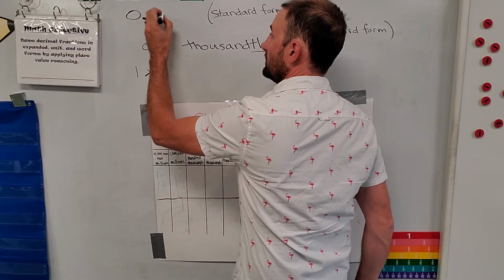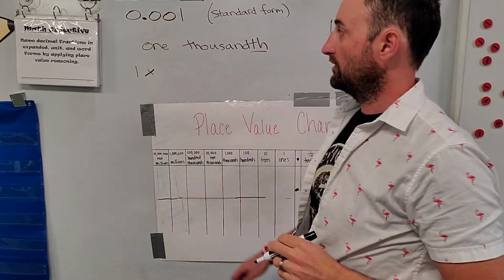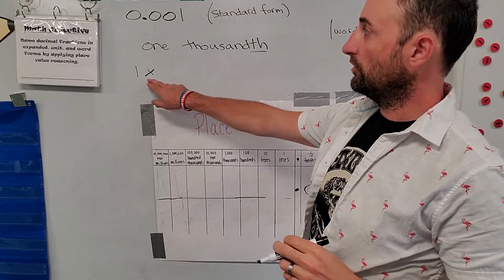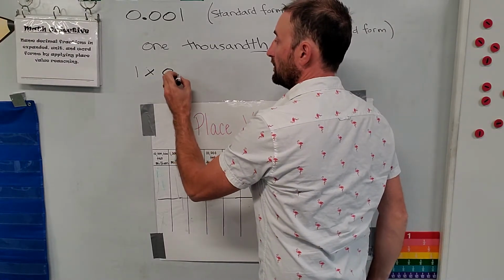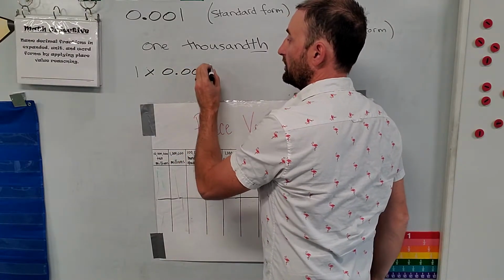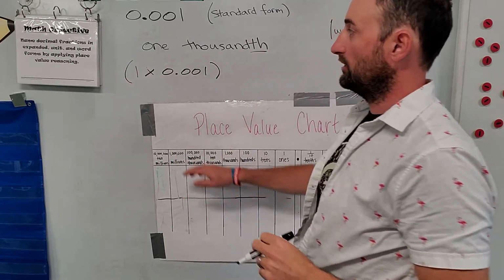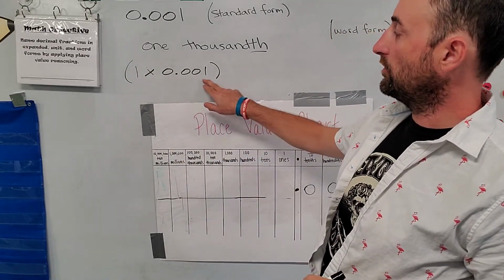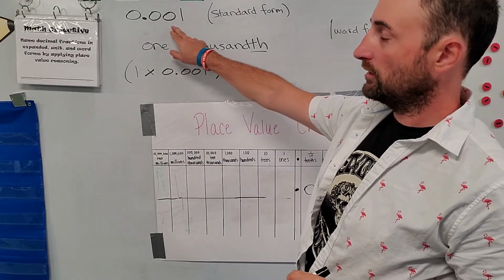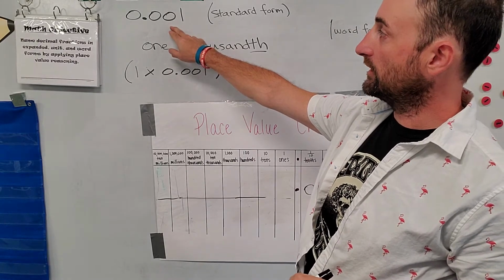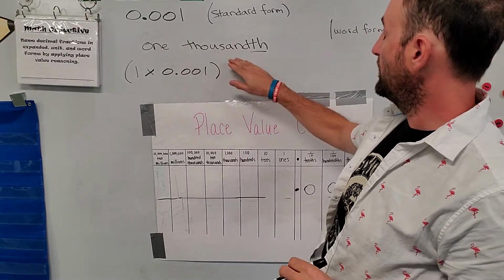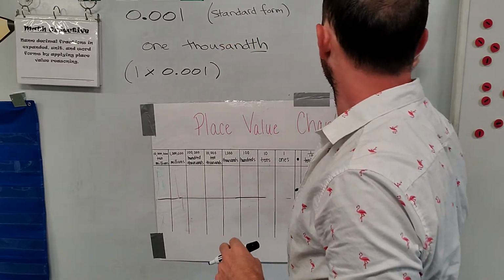0.001. We can also write it as one group of one thousandth. So that's another way to write it in expanded form. One group of one thousandth. Or in numerical or standard form like this, and in word form one thousandth. Let's do one other one.